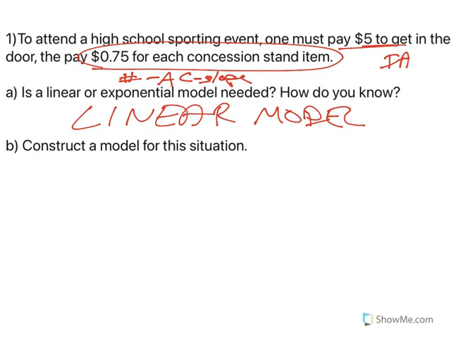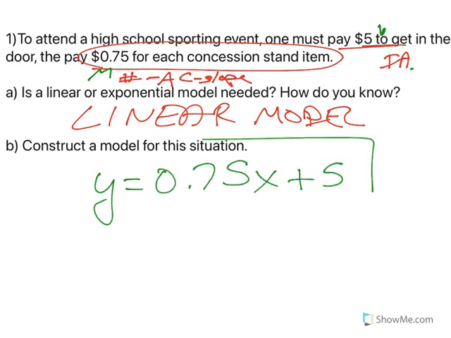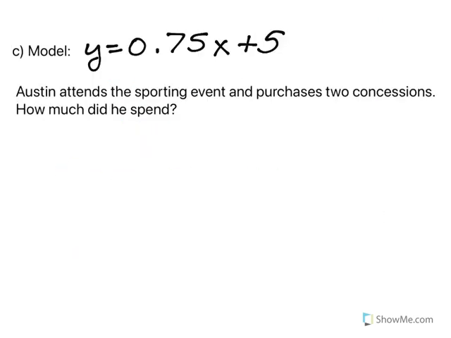So let's construct a model. Well, my initial amount is going to be 5. My slope, we already said, is 0.75. So y equals 0.75x plus 5. We have our model. Austin attends the sporting event and purchases 2 concessions.